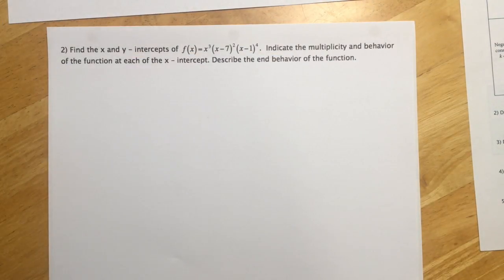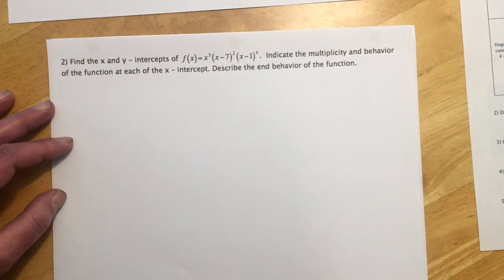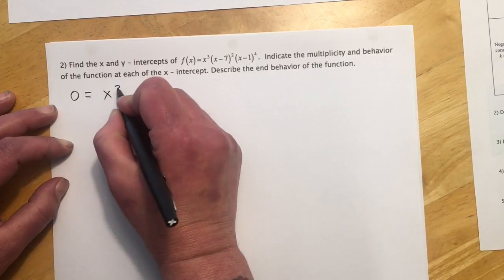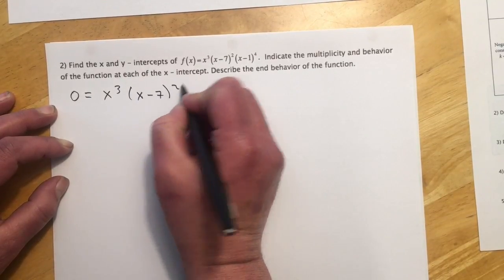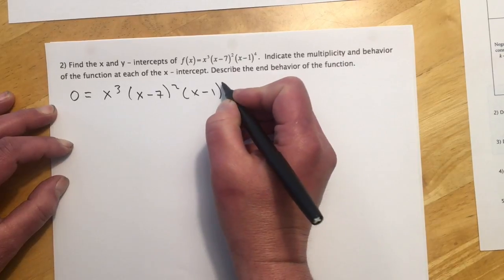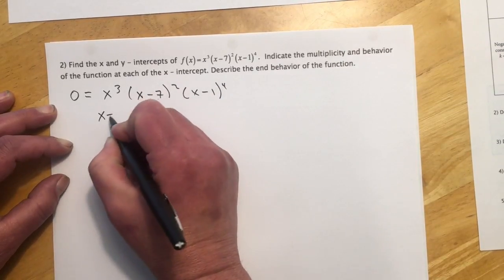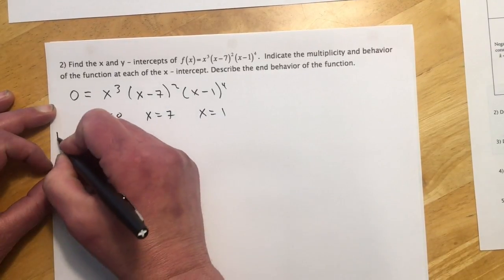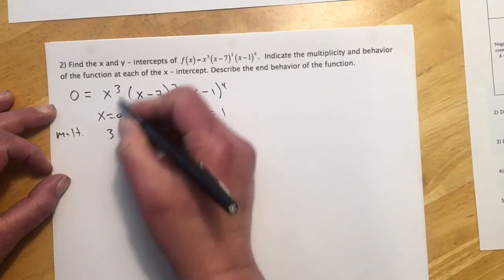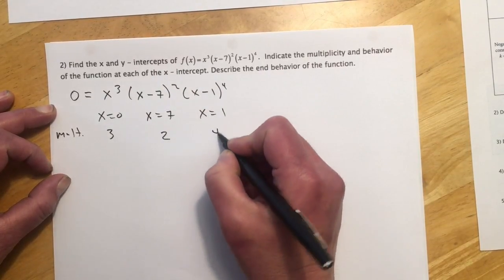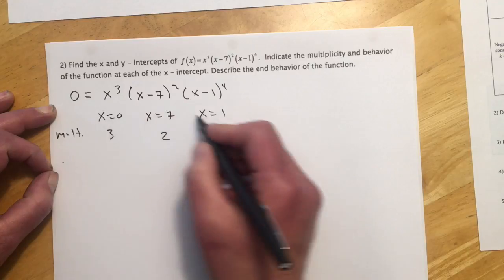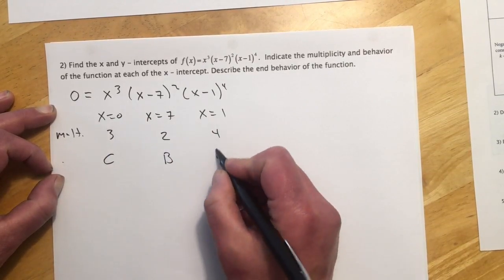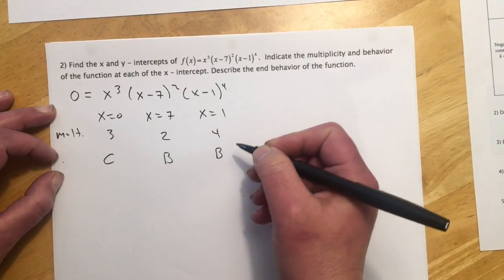So this one is the same thing, except now it's in factored form. So find x and y-intercepts. So if I have 0 equals x cubed, (x minus 7) squared, (x minus 1) to the fourth, my zeros are at x equals 0, x equals 7, and x equals 1. The multiplicities are going to be 3, 2, and 4. And then the behavior at the intercepts, this is going to cross because it's to the third, bounce because it's even to the second, and bounce because it's even to the fourth.